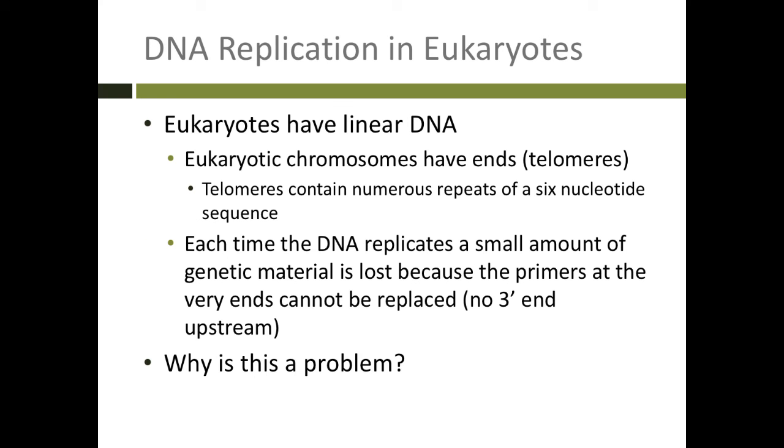In eukaryotes, the DNA is linear. The eukaryotic chromosomes have ends called telomeres, and each time the DNA replicates, a small amount of genetic material is lost because the primers at the very ends cannot be replaced. We've already talked about why this could potentially be a problem.